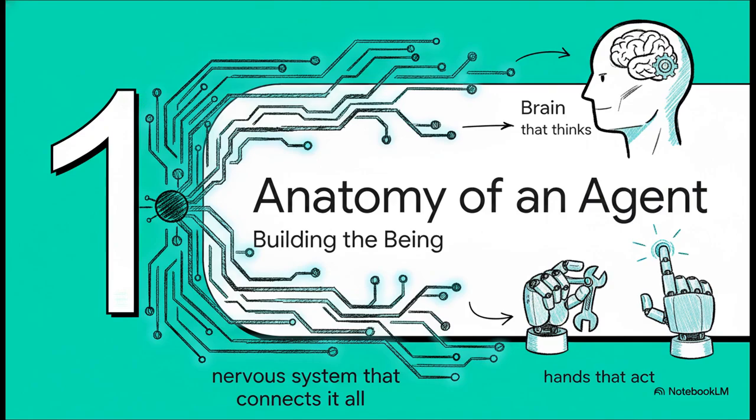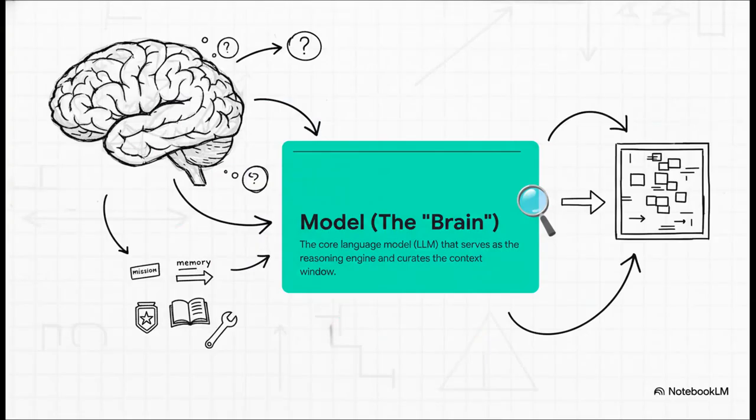So, how in the world do we build these problem solvers? Well, to get it, we need to look at their anatomy. The best way to think about an agent is that it has three core parts: a brain that does the thinking, hands that can take action, and a nervous system that connects everything together. First up is the brain. This is the large language model, or LLM, and it's the core reasoning engine.